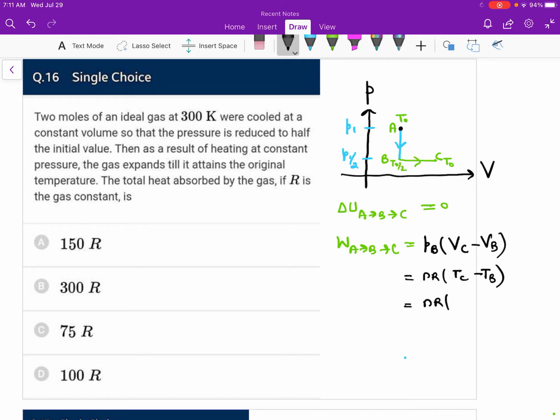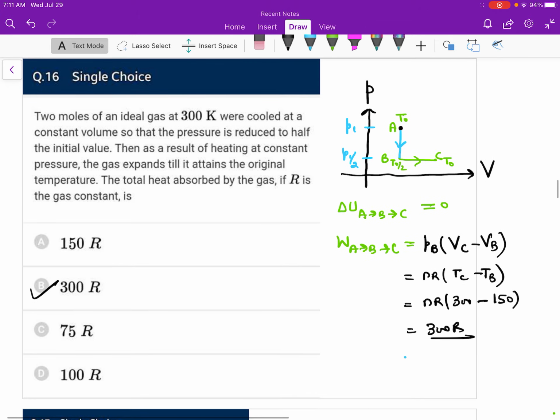So temperature at C is 300 and temperature at B is 150. N is 2 moles, so this is 300 R. So answer is 300 R. So Q is delta U plus W. Now W is 300 R, delta U is 0, so Q is 300 R.